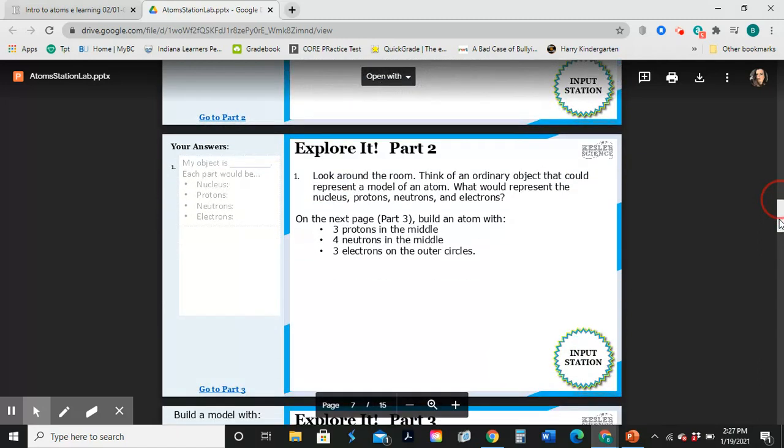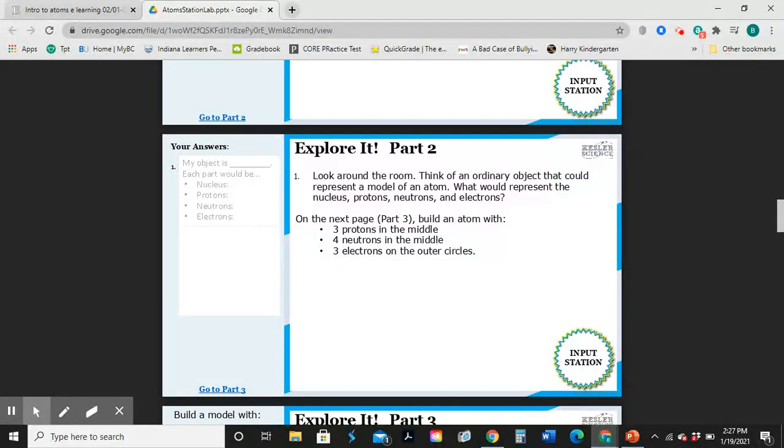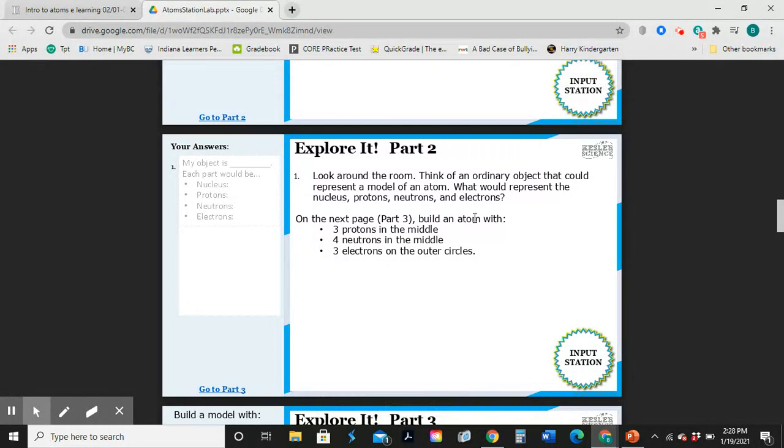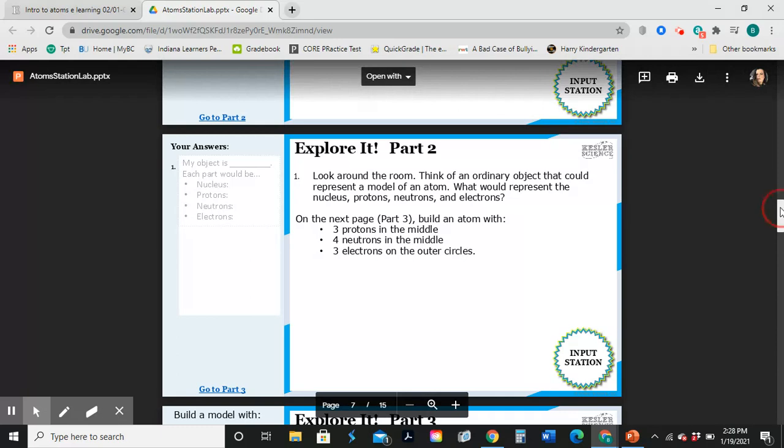Explore it, Part 2. Look around your bedroom or your house that you're in right now. Think of an ordinary object that could represent a model of an atom. What would represent the nucleus, the protons, the neutrons, and the electrons? You're going to put your answers right here. On the next page, you're going to build that atom with 3 protons in the middle, 4 neutrons in the middle, and then 3 electrons in the outer circle.